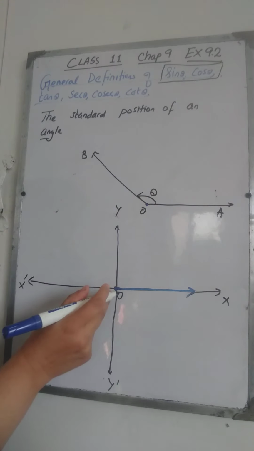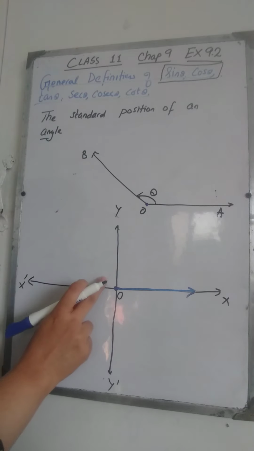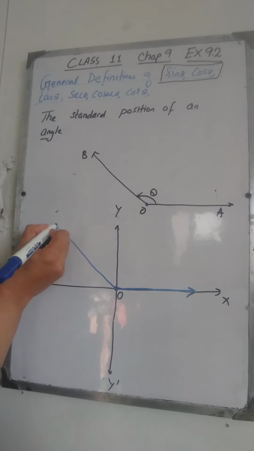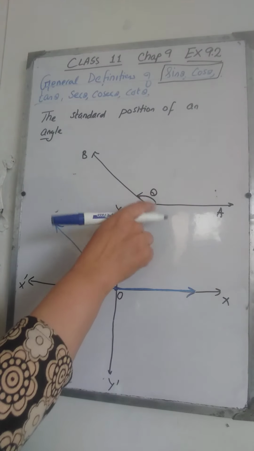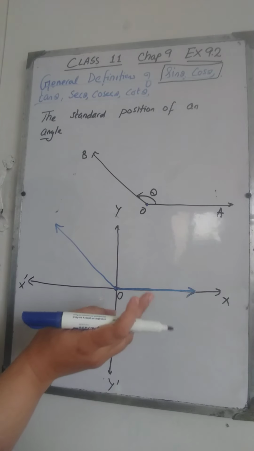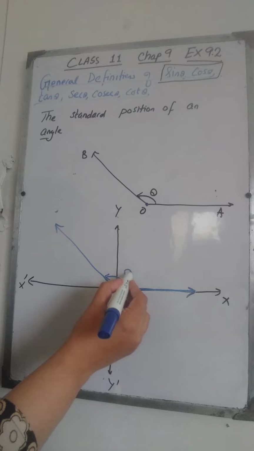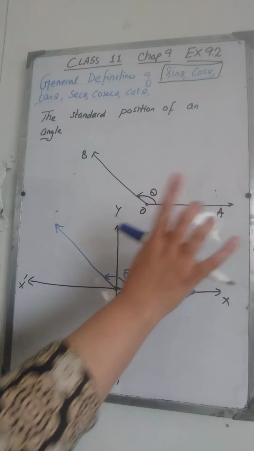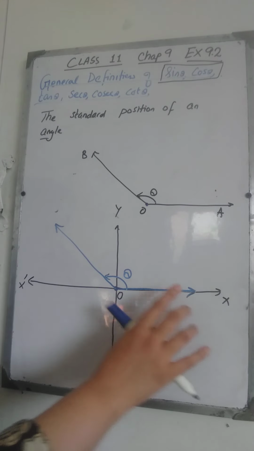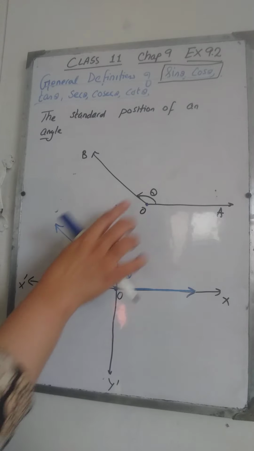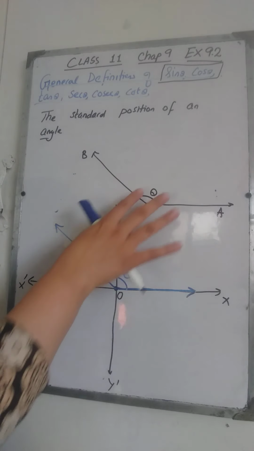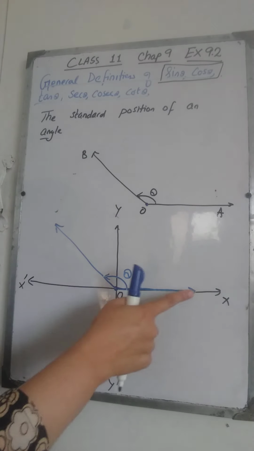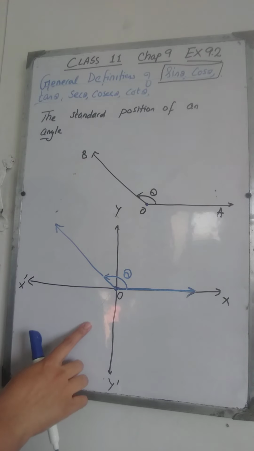Then obviously the terminal ray will come to a position where this angle has the same gap as theta. So this will be called the standard position of this angle theta. The standard position is that you place the vertex over the origin and the initial ray on the x-axis, and then you draw the terminal ray in such a way that both these angles are equal. If it is an angle of 120 degrees, you measure from here and make this angle equal to 120 degrees. This is called the standard position of the angle.